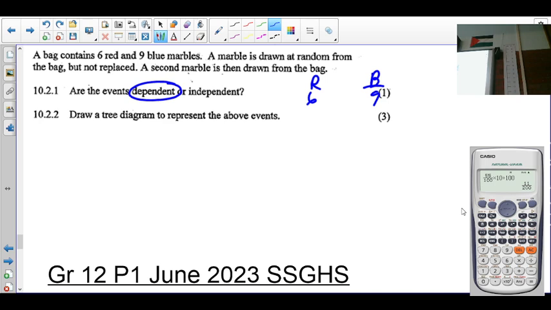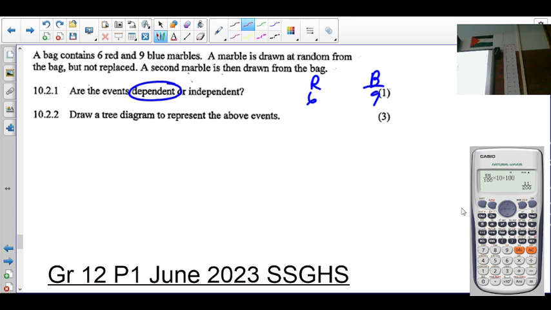Can you see that? However, if you had put that ball back, then you have equal chance of drawing whatever ball in your first draw as in your second draw. But if that ball is not replaced, it's kept behind, then of course your second draw is dependent on your first draw. Okay, so your answer is dependent.